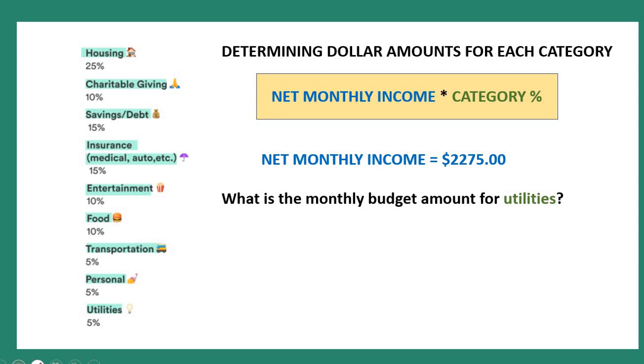Okay, so you're going to find utilities in that list. We're going to use this formula. So what is the multiplication problem that we're going to use to get our answer? Excellent. It's that 22.75 again times 0.05 because there's utilities, 5%. And so what do we get for our monthly amount for utilities? Awesome. 113.75. We just do that multiplication.